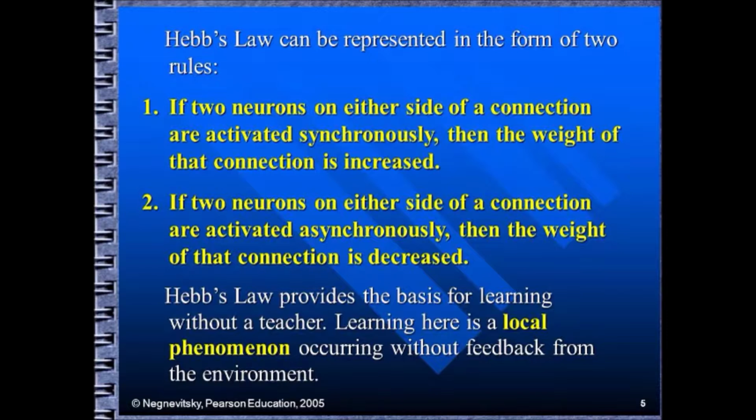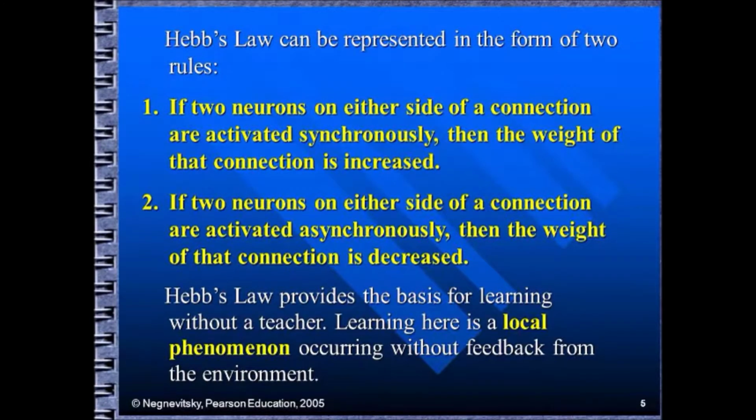Here's more on Hebb's law. These are 2 rules that you can follow. Number 1 says if 2 neurons on either side of a connection are activated synchronously, or at the same time, then the weight of that connection is increased. And number 2 says if 2 neurons on either side of a connection are activated asynchronously, or not at the same time, then the weight of that connection is decreased.